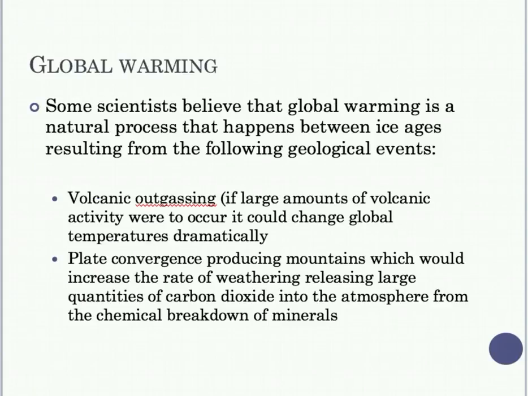Some scientists believe that global warming is a natural process that happens between ice ages, resulting from the following geological events. Volcanic outgassing. If large amounts of volcanic activity were to occur, it would change global temperature dramatically. And we've had a look at this, and we know that this is something that doesn't last very long. It's more of a temporary change. And also plate convergence, producing mountains, which would increase the rate of weathering, releasing large quantities of CO2 into the atmosphere from the breakdown of minerals.